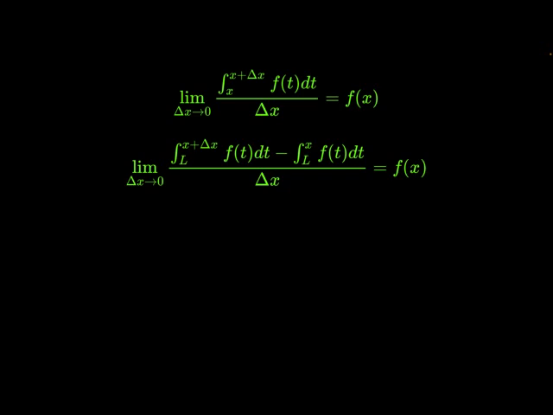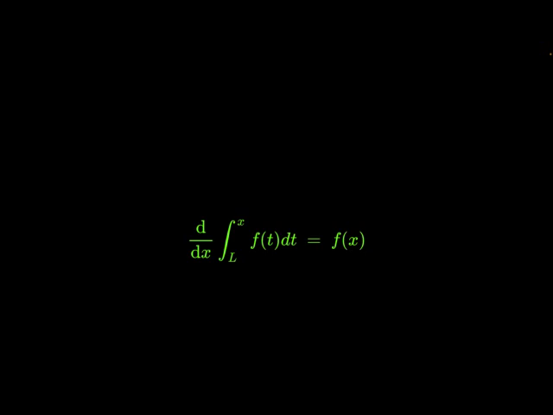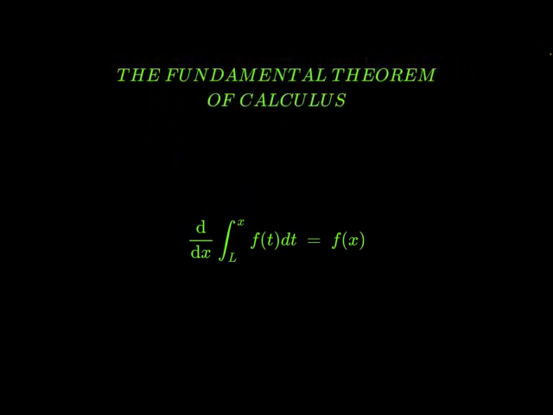Notice that we now have on the left side of this equation the limit as delta x goes to 0 of the area out to x plus delta x minus the area out to x, all over delta x. This is the derivative of the area out to x. This final equation then is our original statement of part 1 of the fundamental theorem of calculus.